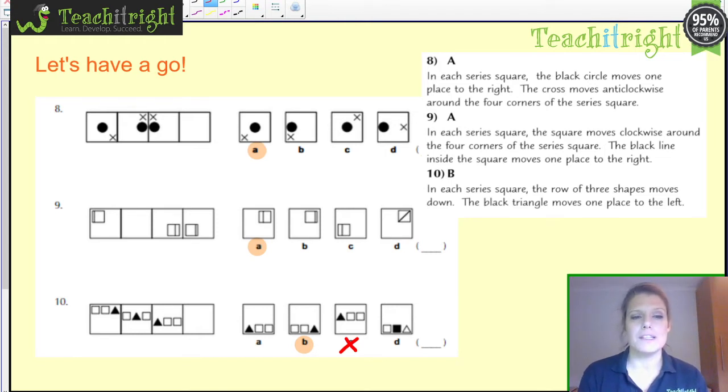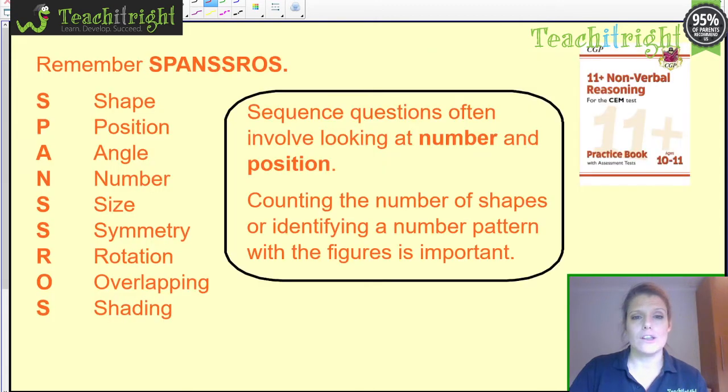There are 2 shapes in the first one, for example, and we were looking at the position of the circle and the cross. We had to look at the position of the square and the line within it for question 9. And for number 10, we can see we've got 3 shapes, so that's number. And we had to look at the position that they were all moving in and the position of the black triangle. So number and position are key elements in sequence question types. Counting the number of shapes or identifying a number pattern with the figures is really important. So that's SPANS ROSS.